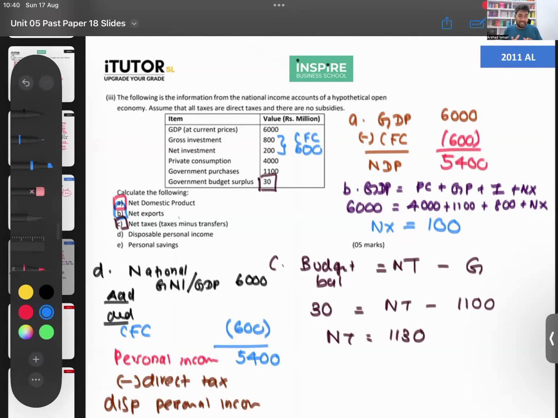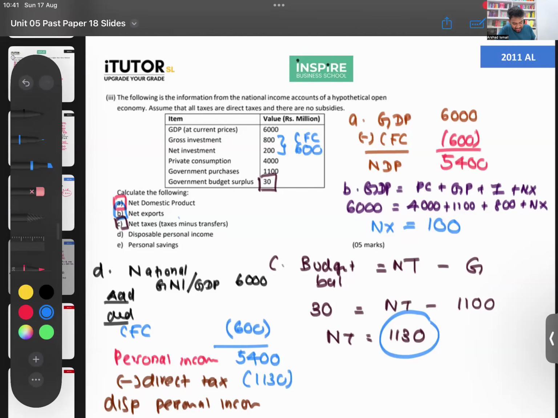Now, when you say government tax, that can be indirect, direct, it can be anything. The question hasn't told us, so we'll have to assume that all of this is direct. Remember, we did a mock exam question also similar. So we'll assume that this is direct taxes, and then you can get this.